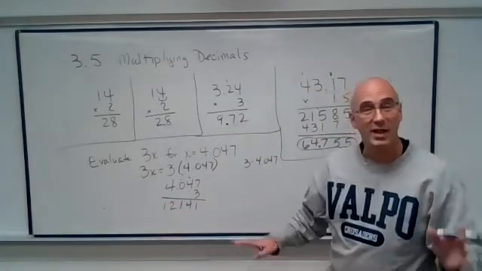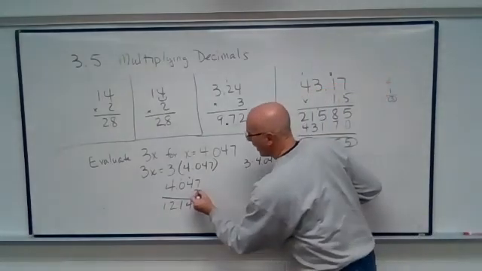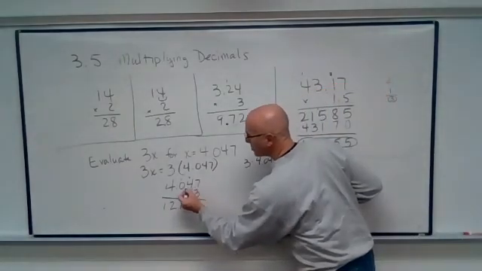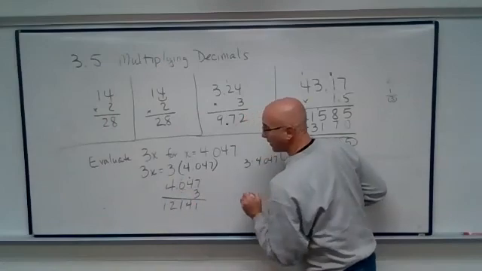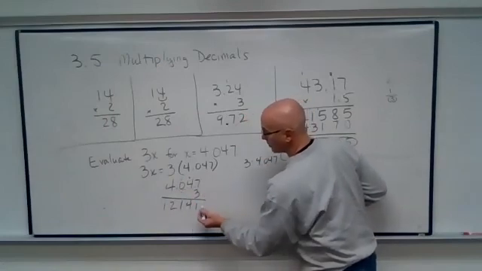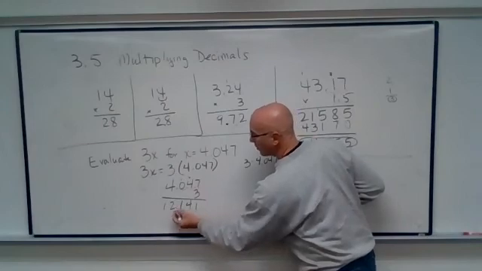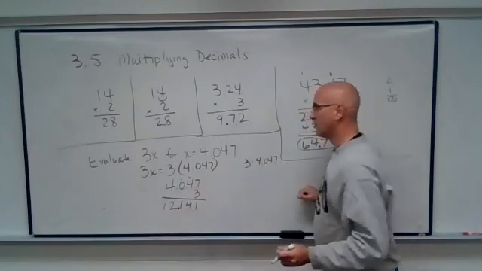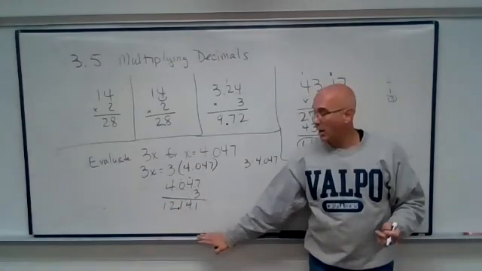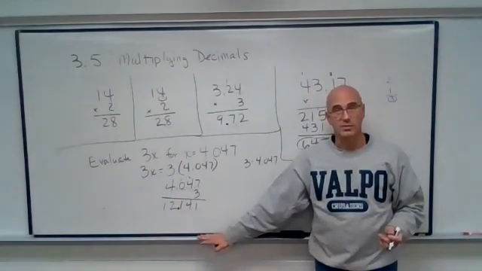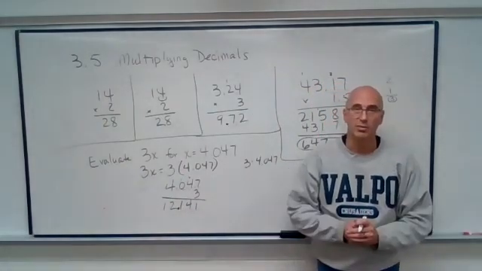We need to count the decimal places. We have 1, 2, 3 in that number, and none on this number. So we are going to go 1, 2, 3, and put the decimal point. 12.141. And that is how you multiply decimals.